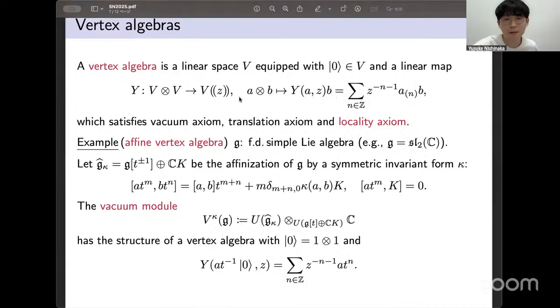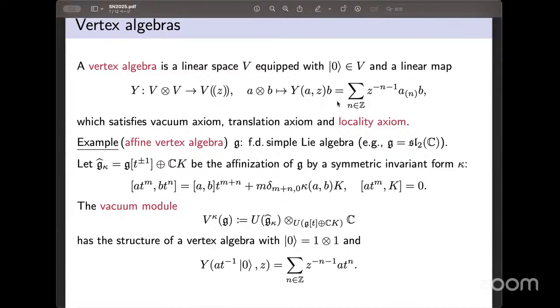Why does it have the input of V tensor V? V tensor V is represented here and here, and we express the variable z here. So I know it's quite confusing, but I think it's just a matter of notation, right? Yes. You define Y of A, z by the right hand side.